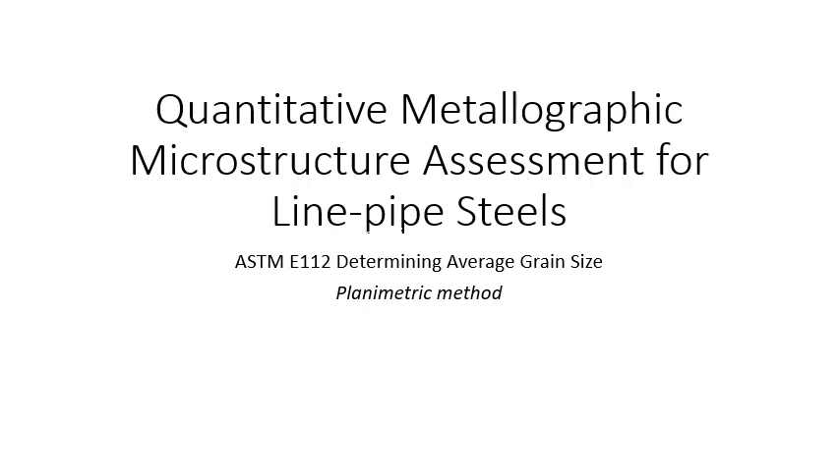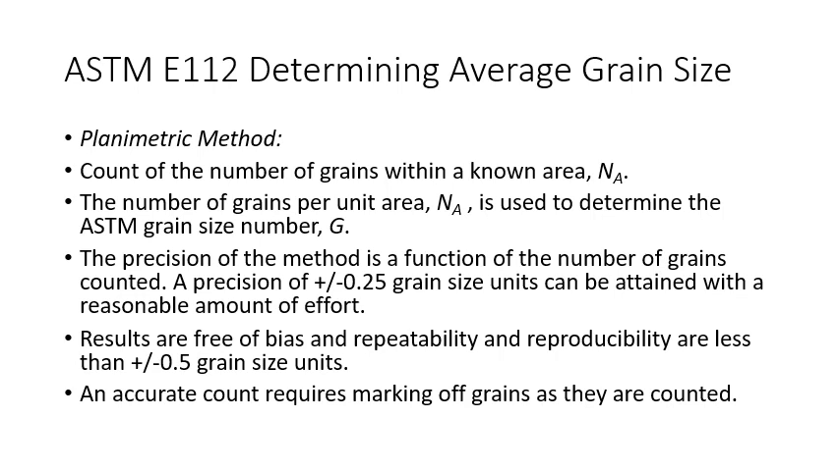In this video, we're going to work our way through the planimetric method for determining average grain size according to ASTM E112. According to the planimetric method, the average grain size is determined by counting the number of grains within a known area, A. The number of grains is then used to determine the ASTM grain size number, G.